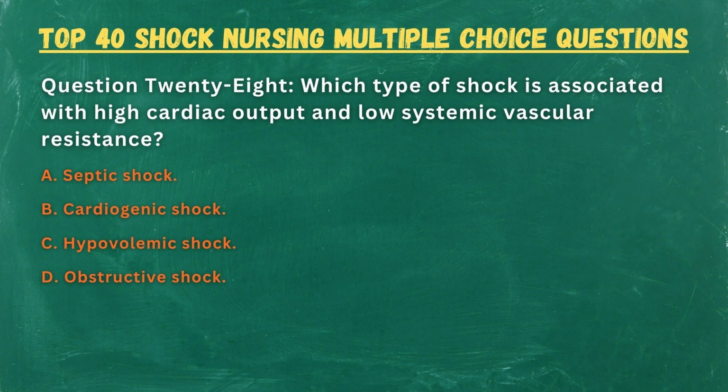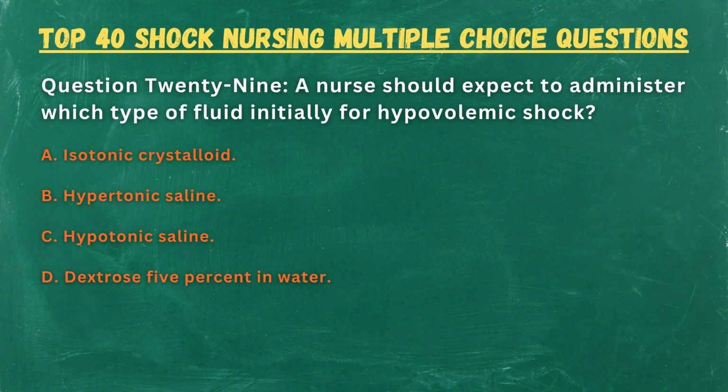Question 28. Which type of shock is associated with high cardiac output and low systemic vascular resistance? A. Septic shock. B. Cardiogenic shock. C. Hypovolemic shock. D. Obstructive shock. Answer: A. Septic shock.